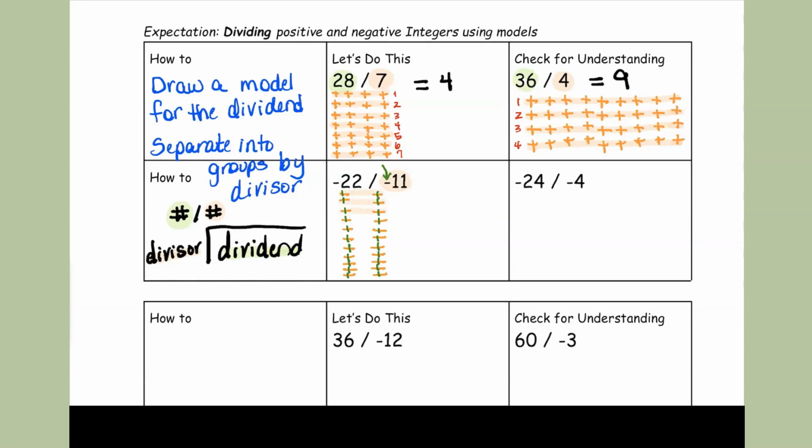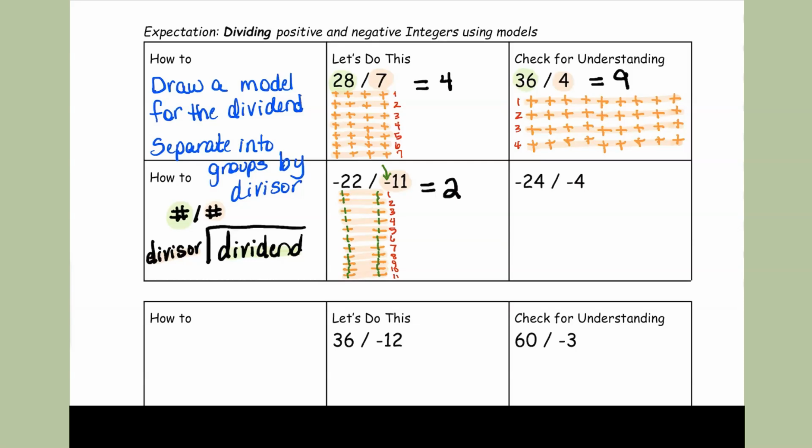Now that I've changed them to positives, let's mark those out. So this is 5, 6, 7, 8, 9, 10, 11 groups. And let's just number that just to make sure. So 1, 2, 3, 4, 5, 6, 7, 8, 9, 10, 11. And now how many do we have in each group? We have 2 positives. So we write that as a positive 2.